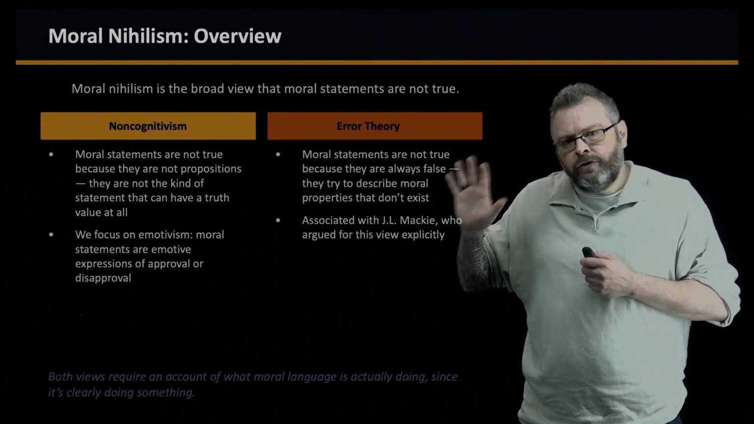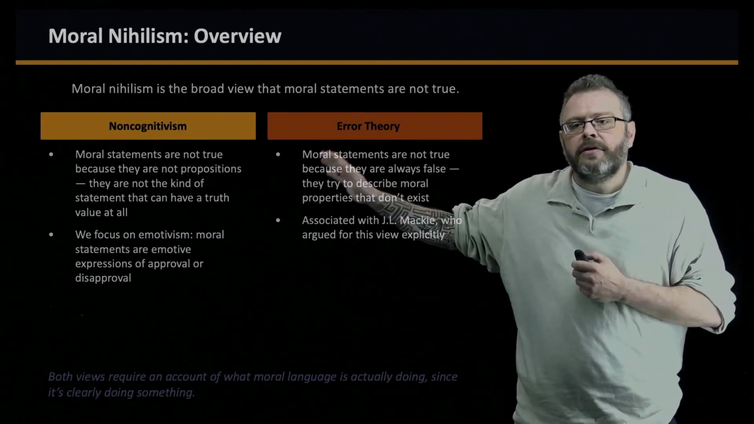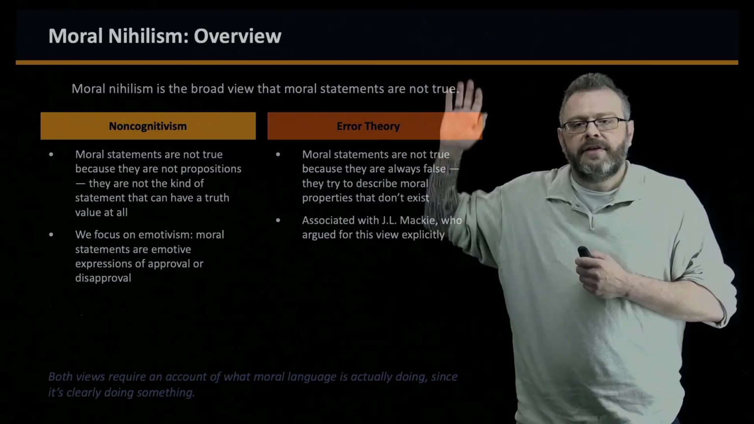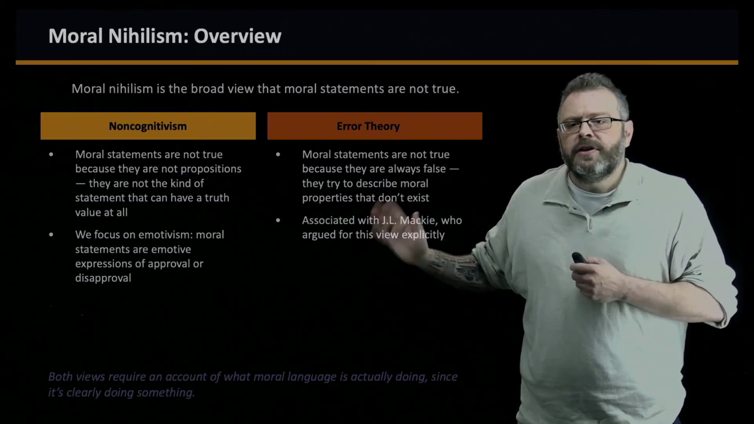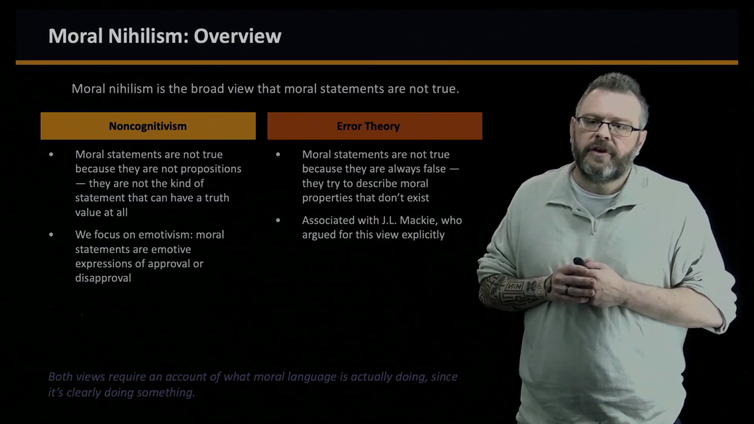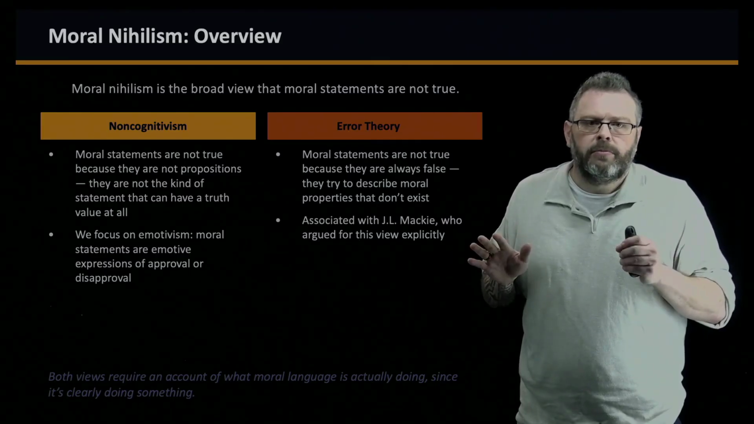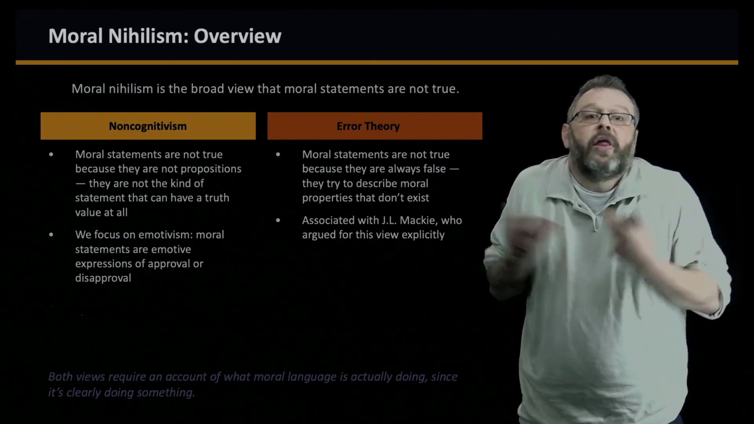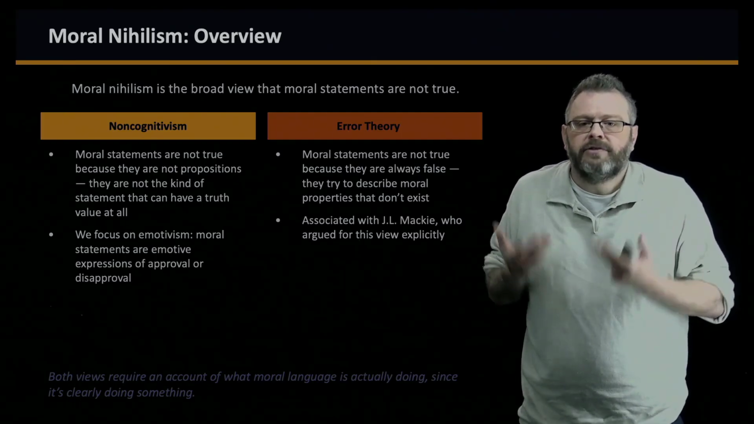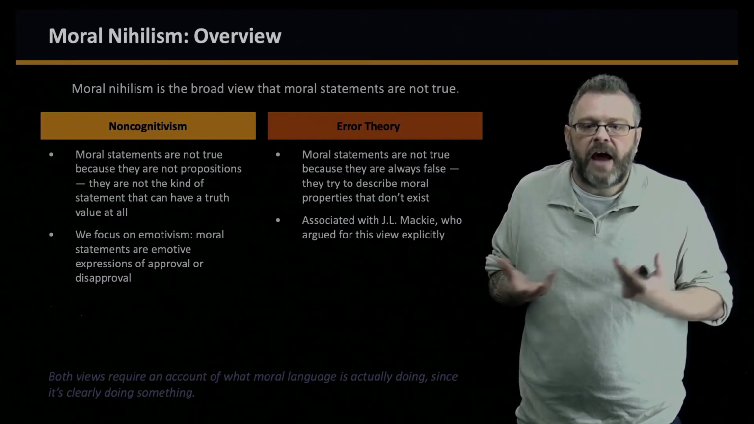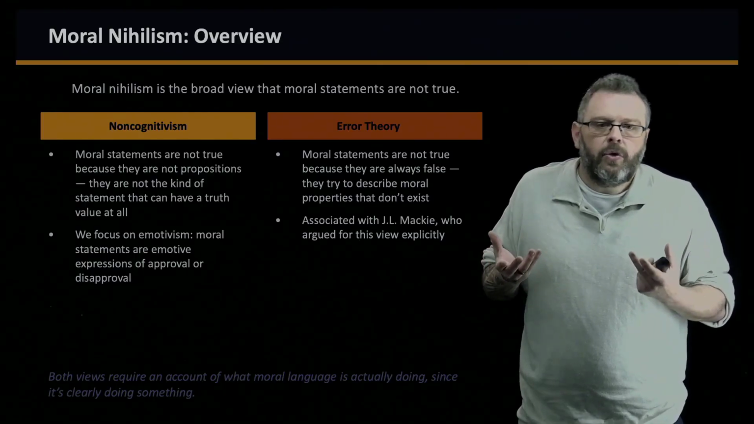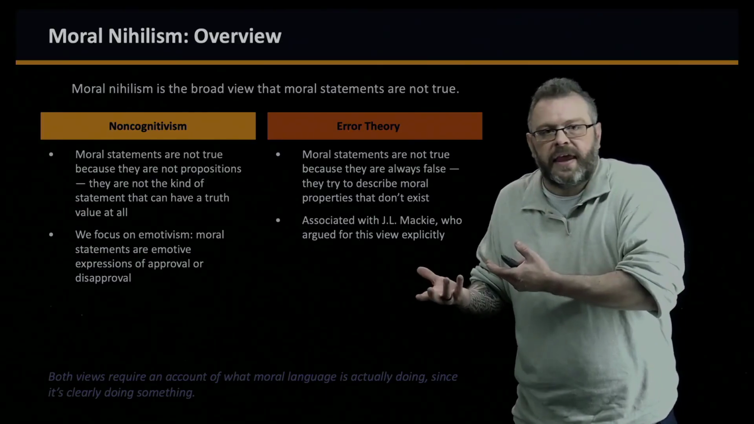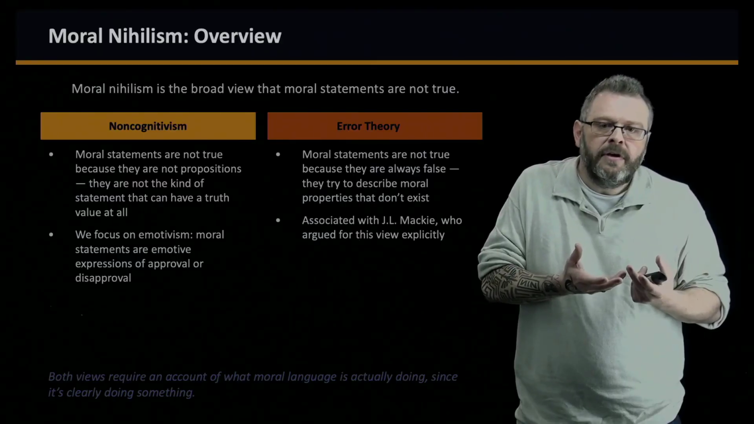So we've got two views under this heading, non-cognitivism and error theory. For the non-cognitivist, moral statements aren't true because they're not even propositions. They're not claims. They're not the kinds of statements that can even have a truth value. So they can't be true, but they can't be false either.